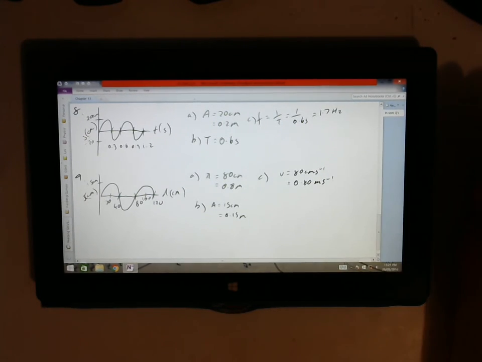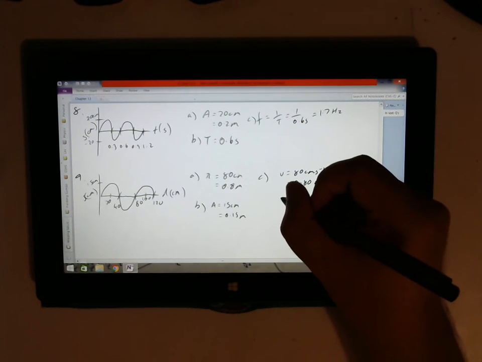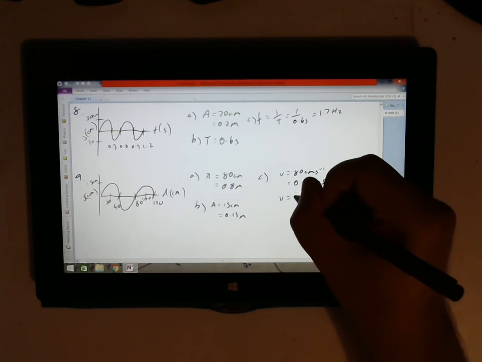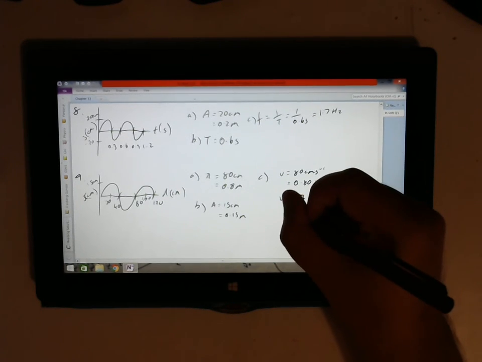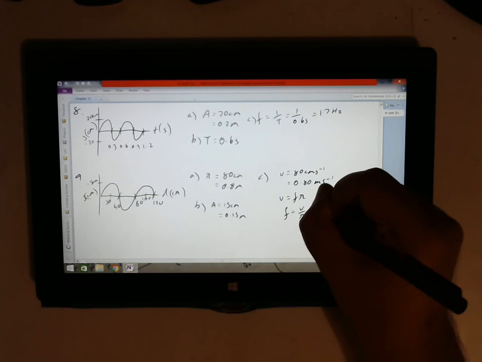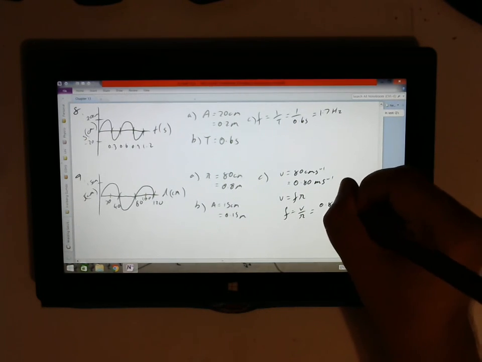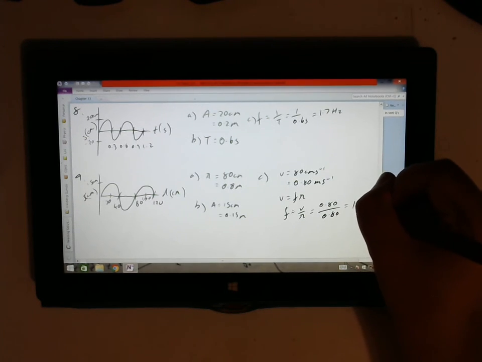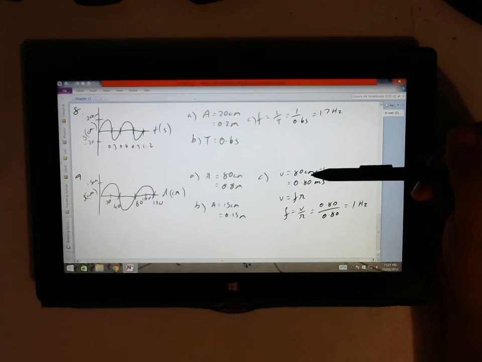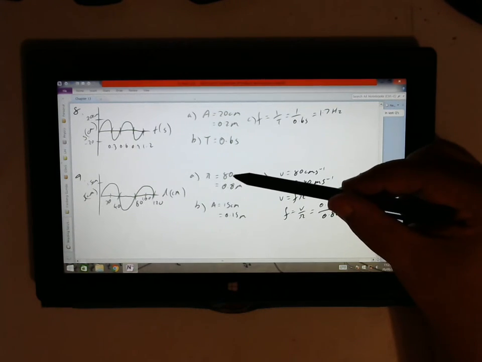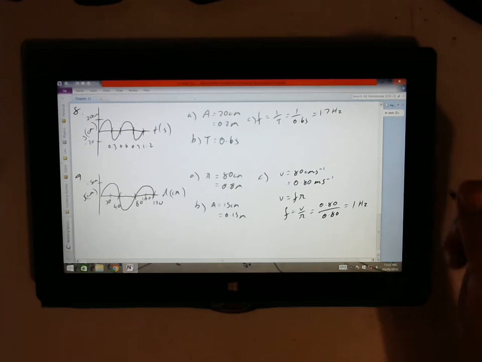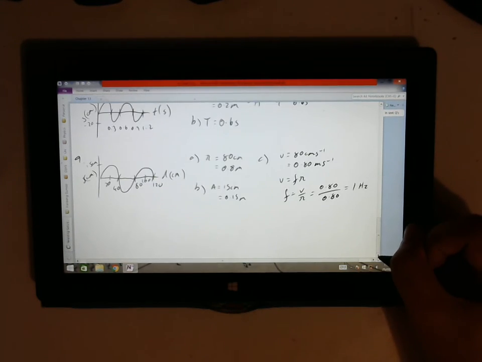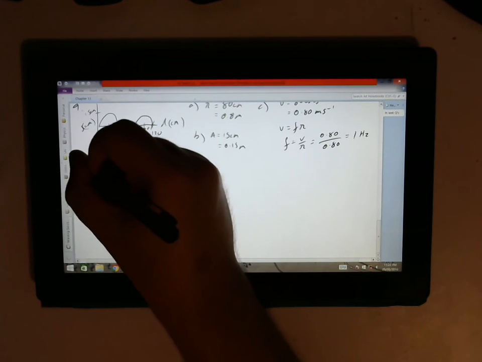metres per second. So we know we're working with v equals f lambda. We have lambda, we have v, we need f. f equals v over lambda equals 0.80 divided by 0.80 equals 1 hertz. And if we did it with centimetres per second divided by centimetres, making sure we had the same units to cancel, we would again still have 1 hertz. So it didn't matter if we converted or not, but some questions will get tricky for that.